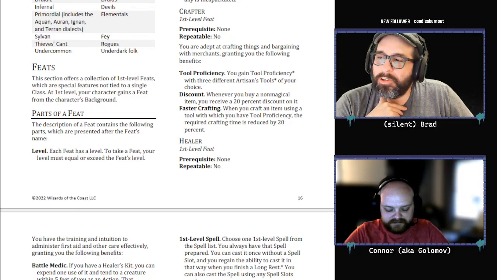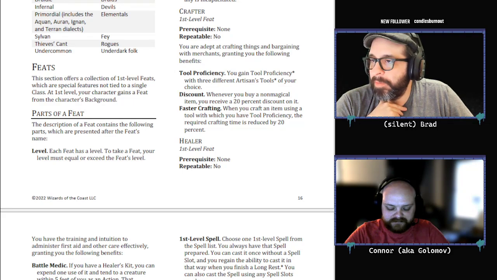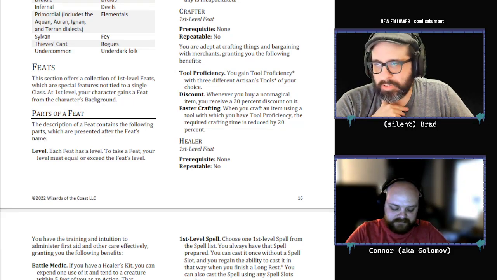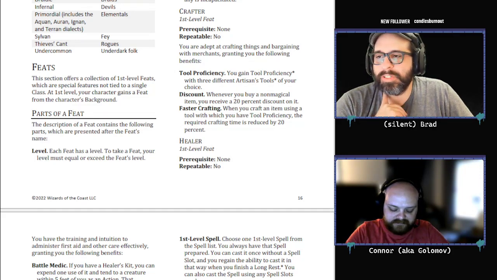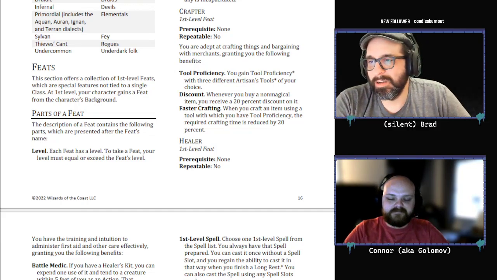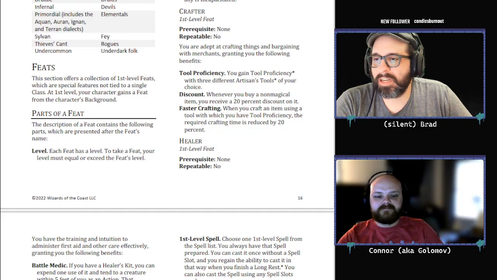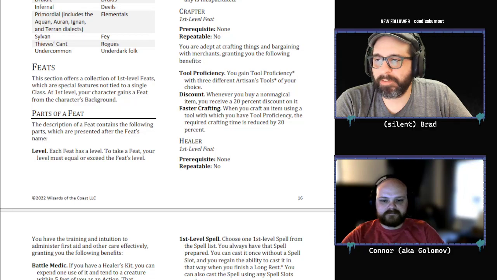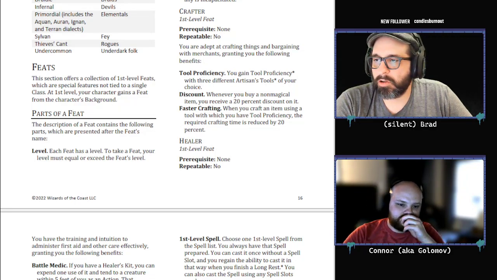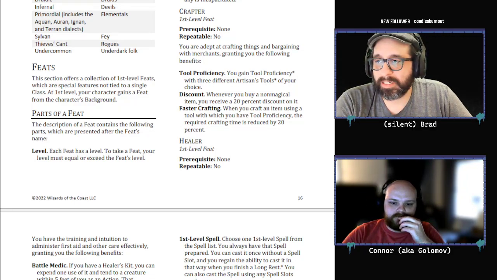So Crafter is a new one. You get proficiency with 3 artisan tools. Whenever you buy a non-magical item, you receive a 20% discount. And when you craft an item using a tool that you have proficiency with, the crafting time is reduced by 20%.